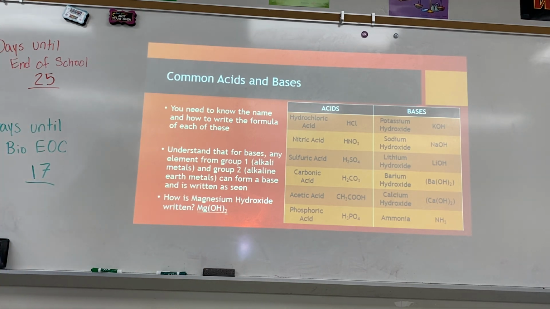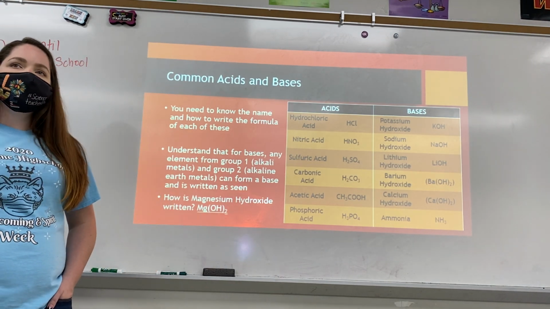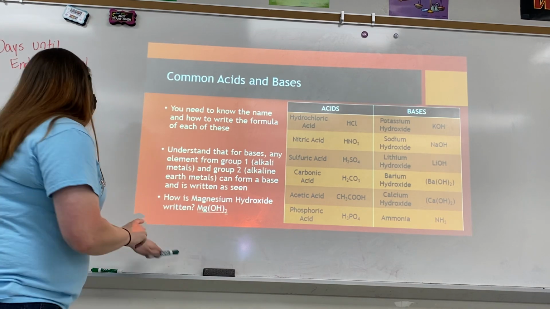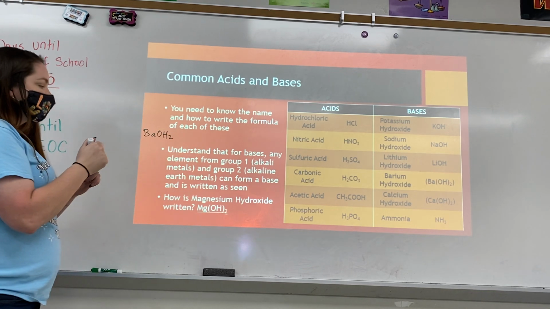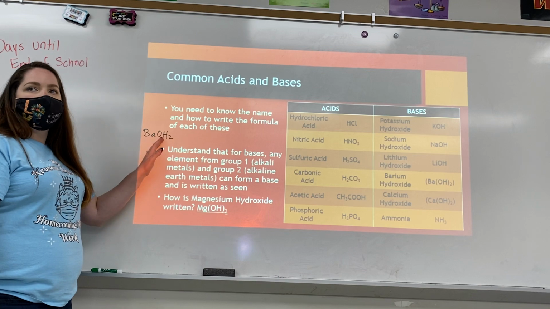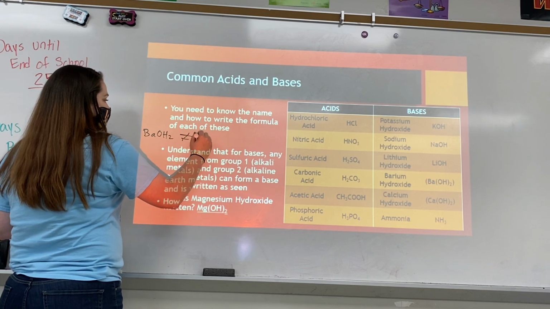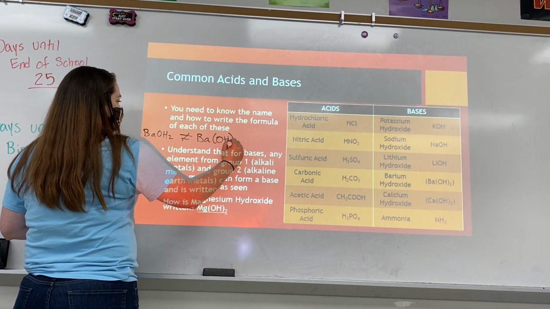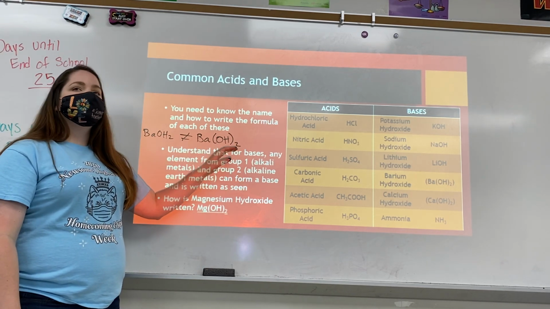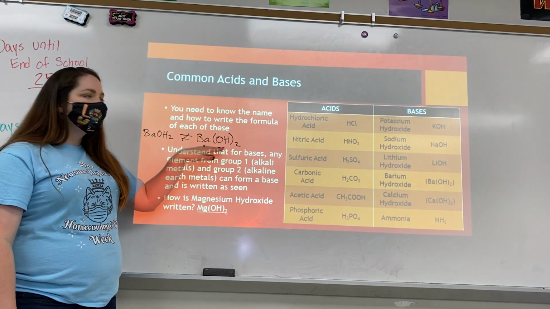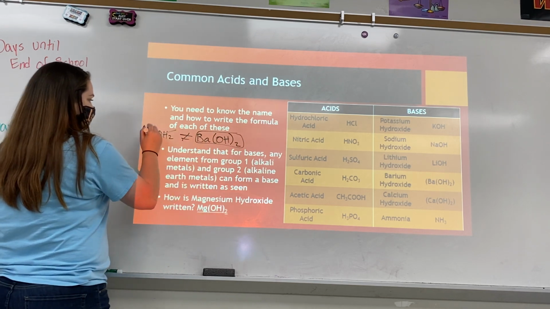Okay? So if you did not write that with a parentheses, if you just wrote BaOH2, that's a completely different substance. BaOH2 tells you that you have 1 barium, 1 oxygen, and 2 hydrogen. That is not correct. You have to write it as Ba parentheses OH parentheses 2. That is saying that you have 1 barium, 2 oxygens, and 2 hydrogens, because you have 2 hydroxides. So this one, not this one. Okay?